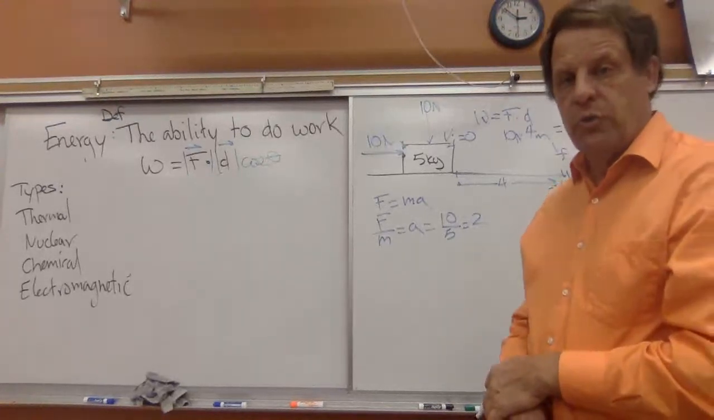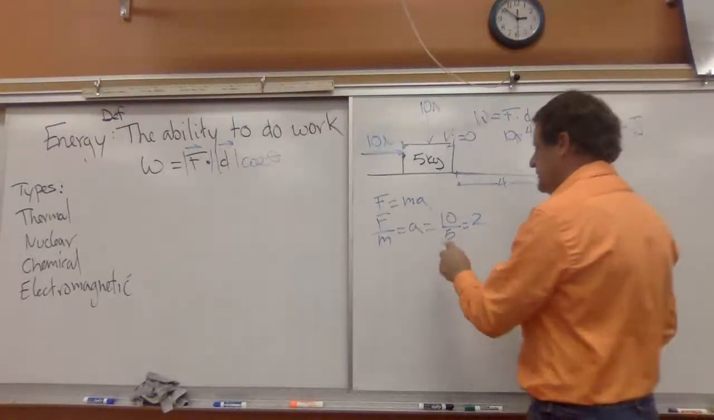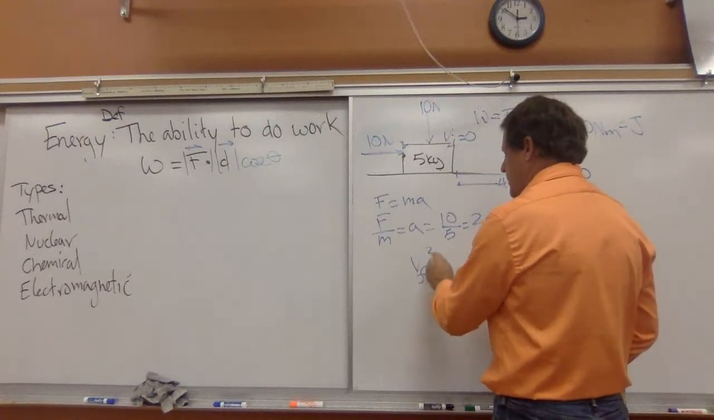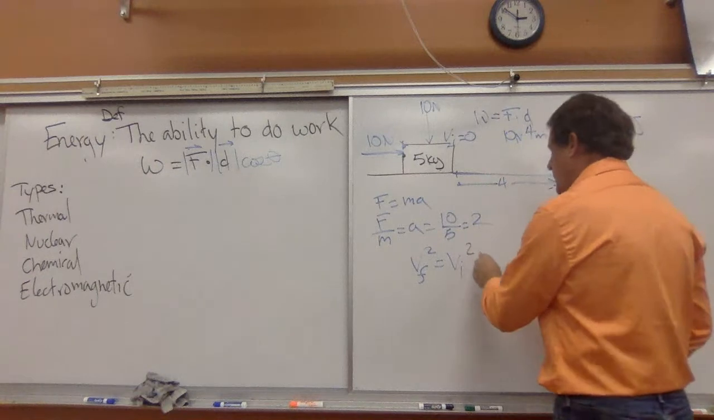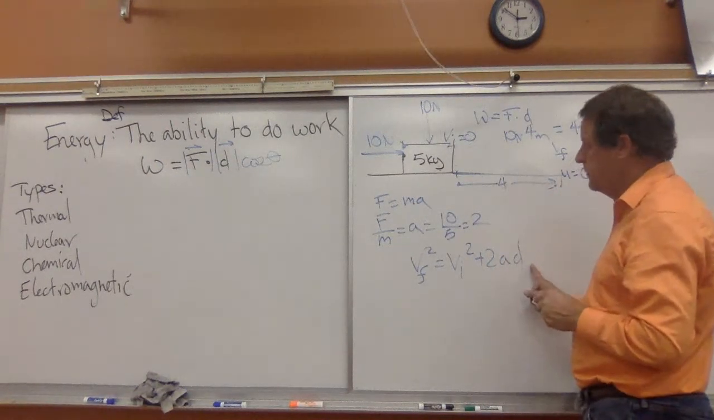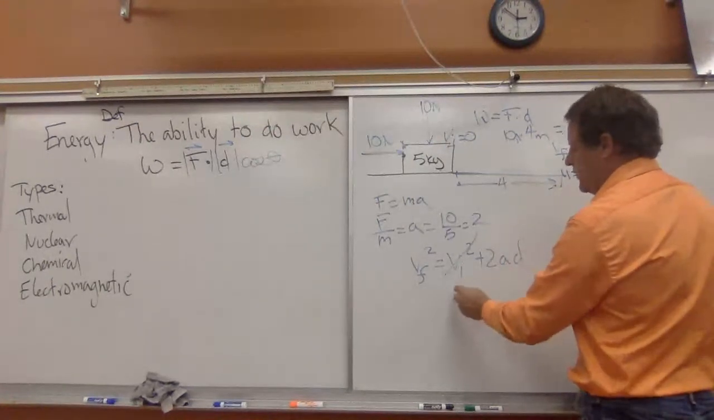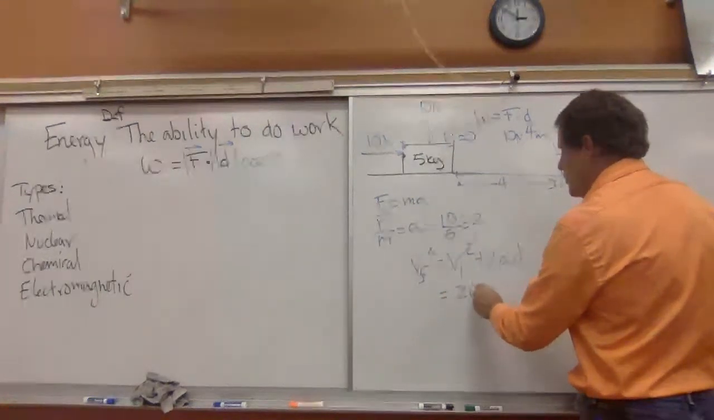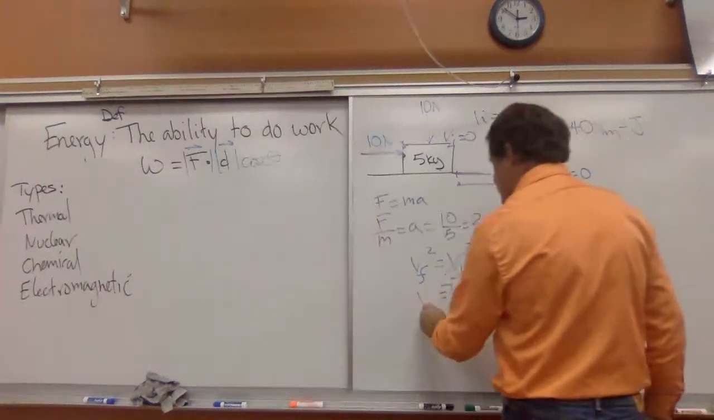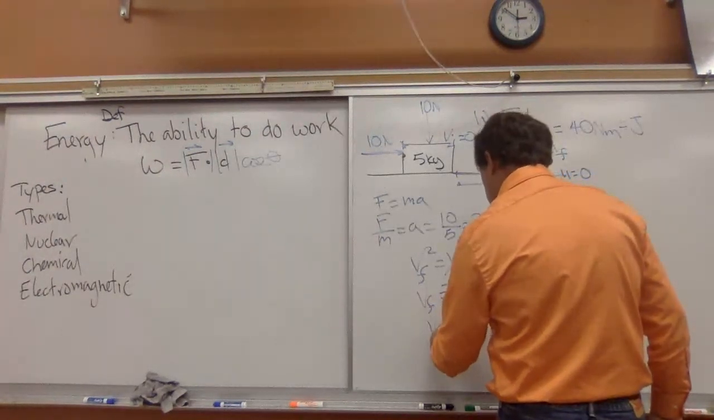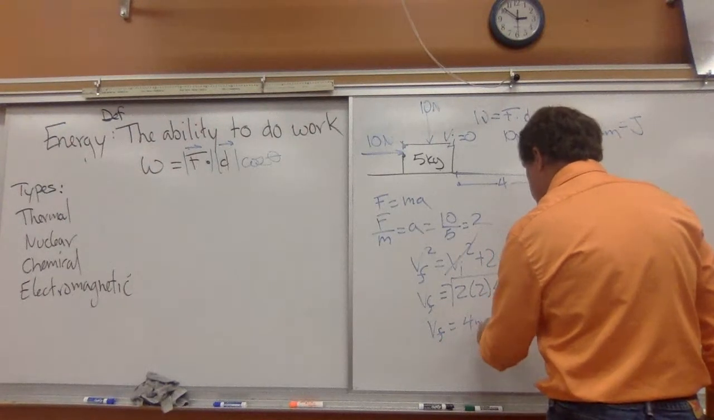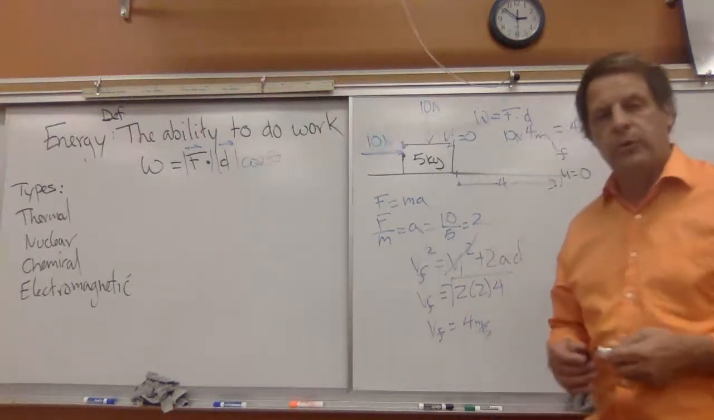Our acceleration is 2. And we can now say that v final squared is equal to v initial squared plus 2ad, where d is displacement. We know our initial velocity is 0, and so we're going to have 2 times 2 times 4, but then we have to take the square root of that, and our final velocity is going to be equal to 4 meters per second.